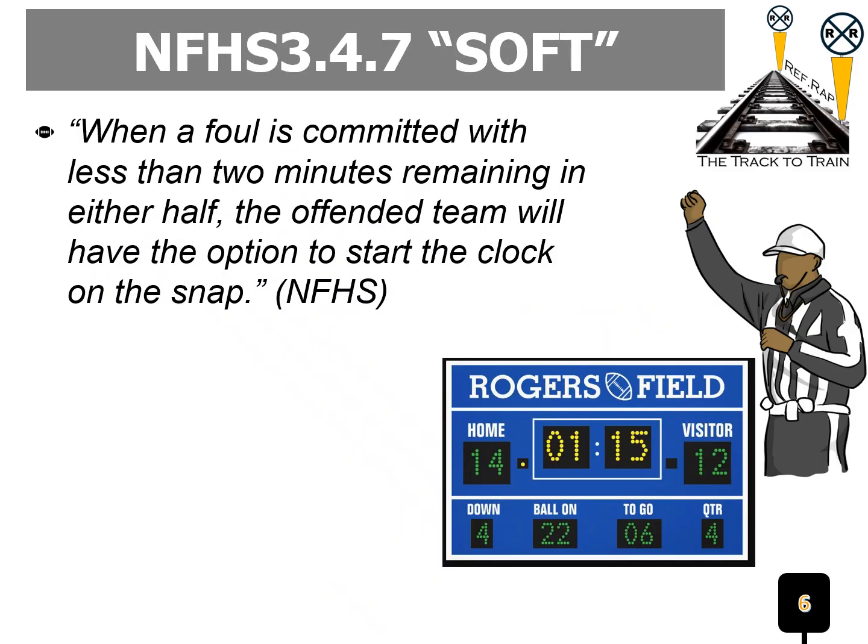Federation Rule 3.4.7, the snap option. When a foul is committed with less than 2 minutes remaining in either half, the offended team will have the option to start the clock on the snap. Key words: foul, less than 2 minutes in the half, offended has the snap option, not a ready for play option.